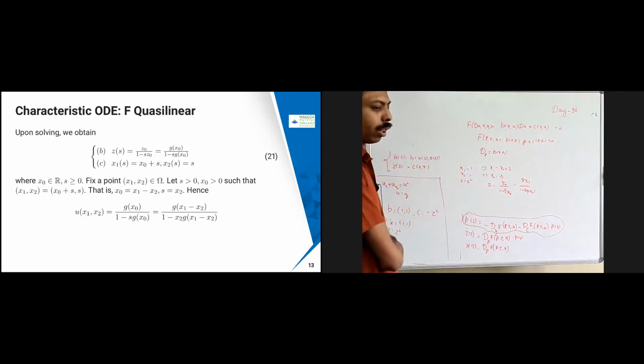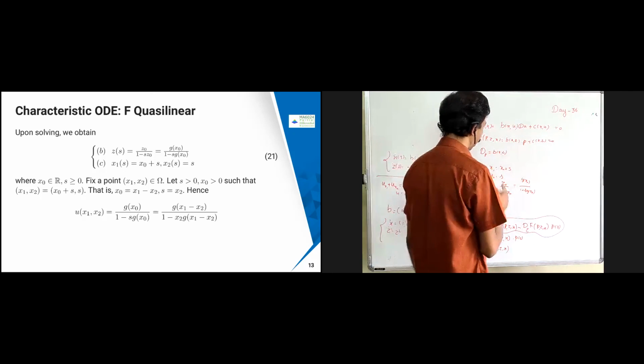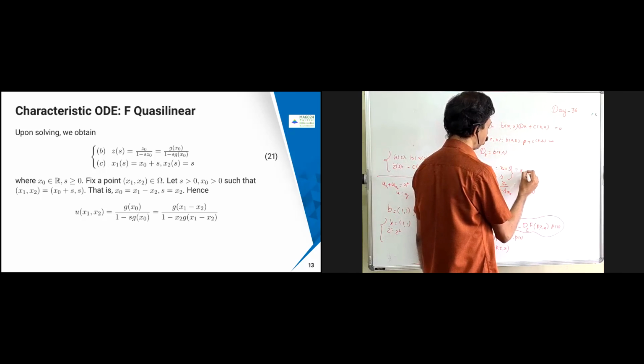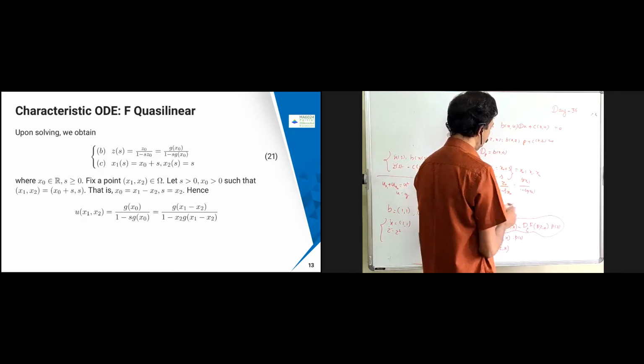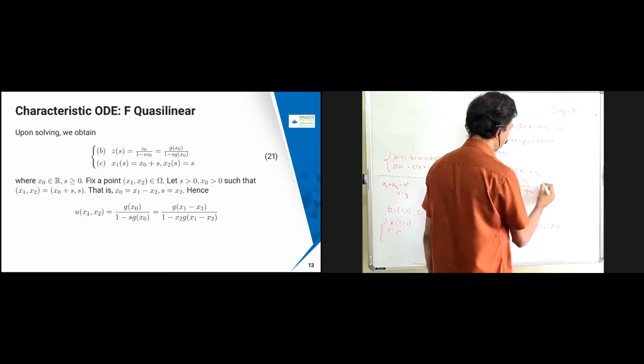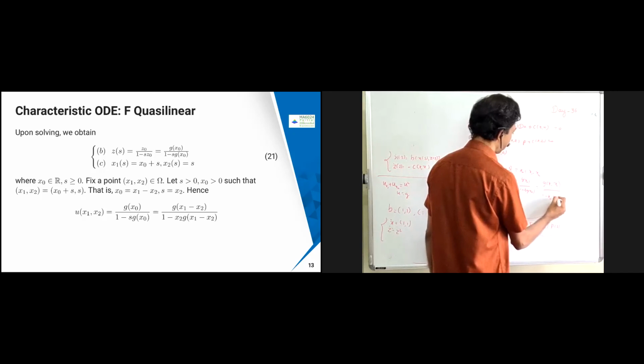If you solve this one, once again what you need to do is check what conditions you can use. It is given that x1 comma x2 is equal to x0 comma s. So from that I can find my x0. From these two I can get x0 equal to x1 minus x2, and s is nothing but x2. So I can substitute it over here. This is going to be g of x1 minus x2 divided by 1 minus x2 into g of x1 minus x2.